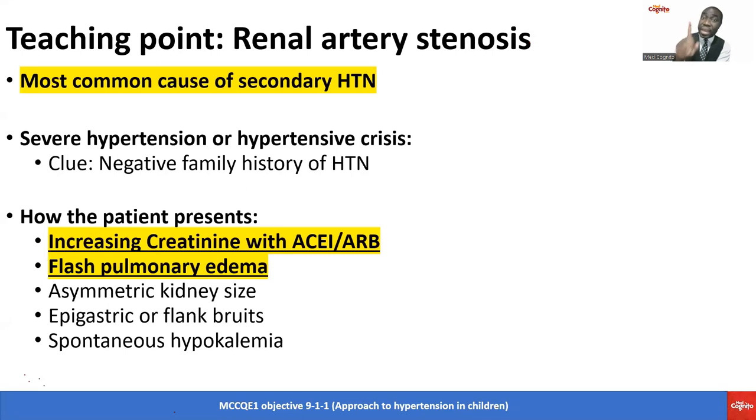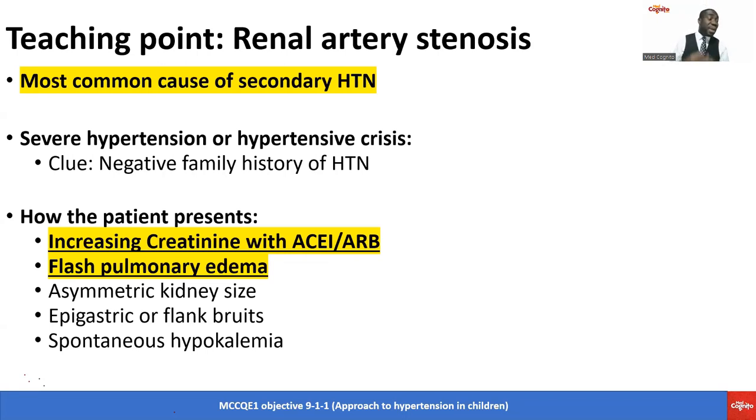Now, let's talk about renal artery stenosis. I always tell you that common things are common. Now, look at why I've highlighted this. Renal artery stenosis is the most common cause of secondary hypertension.